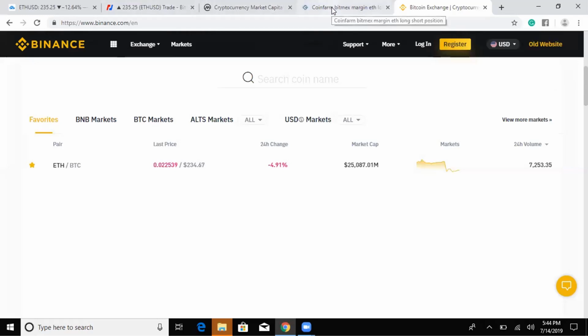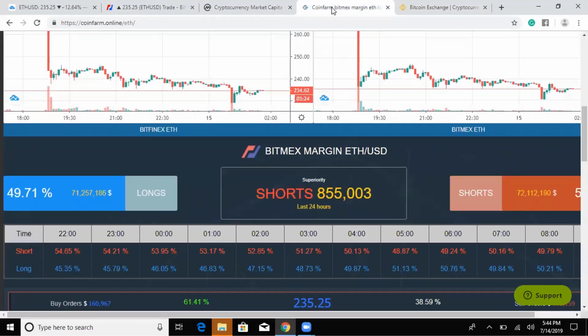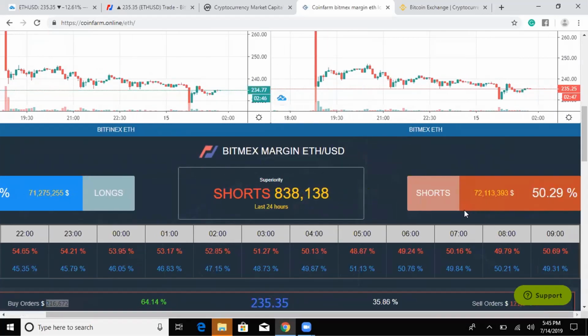CoinFarm is the website where I see BitMEX superiority, BitMEX margin, ETH. You can see here that the superiority of the shorts is dropping. It was 1 point something million dollars, and now it has gone to $837,000. So this is the place where you see the actions of the bulls and the bears. So once we see the superiority of the bulls right here, the bulls go long, blue here, and the bears go short, which is red here, as we're seeing.